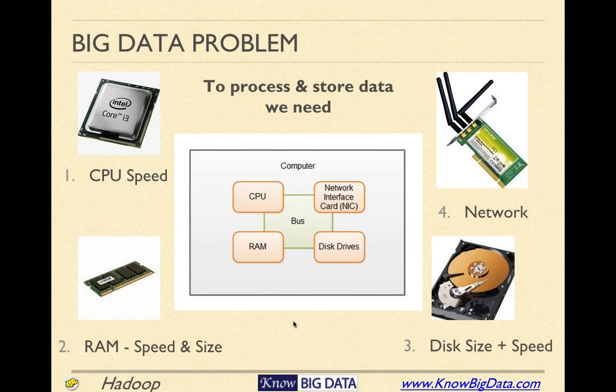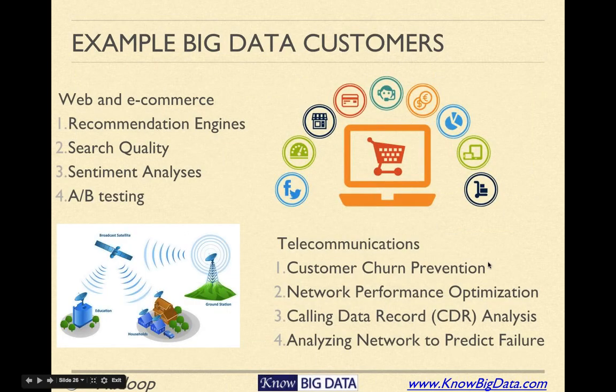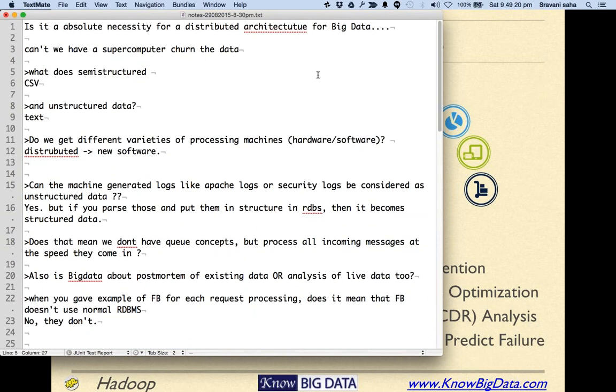All right. Great. Now, when we talk about process, when we talk about handling the data, these are the four things which are generally considered, as we saw in the previous quiz. So at least one of these will become the bottleneck. All right. Now, coming to the customers of big data. I think this is the right time I can take up the first question. Now, coming back to this question, I don't remember who asked it.